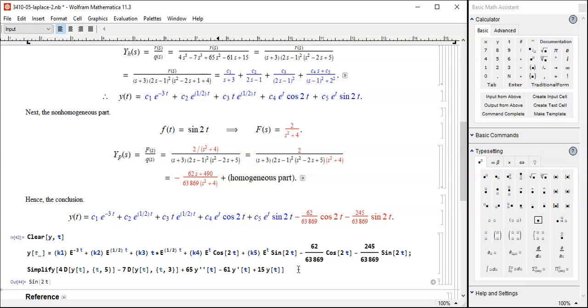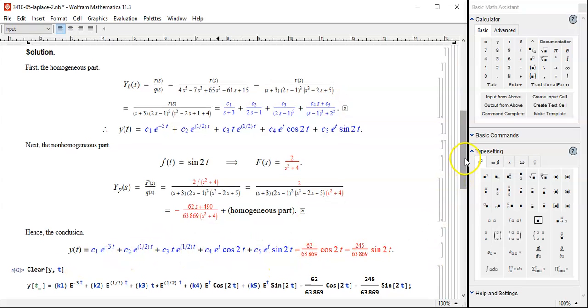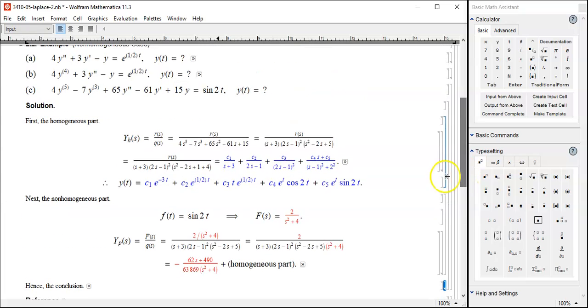Okay, again the same comment here. In the most strict sense, this C1, C2, C3, C4, and those are different from these. But I wouldn't bother because they are undetermined coefficients anyway, so I wouldn't really bother.